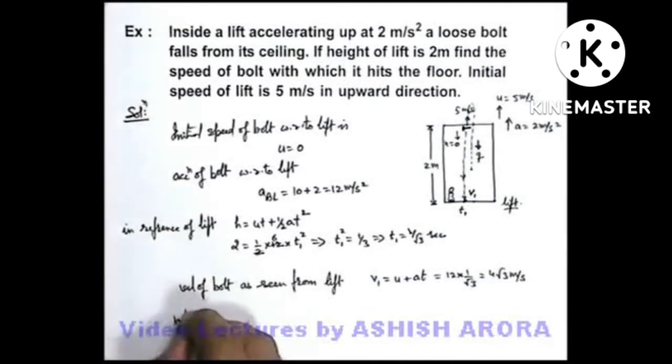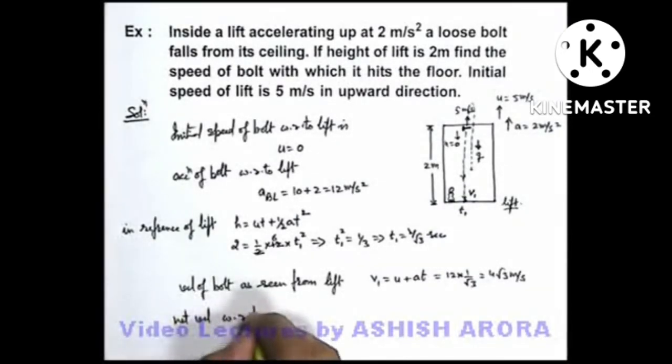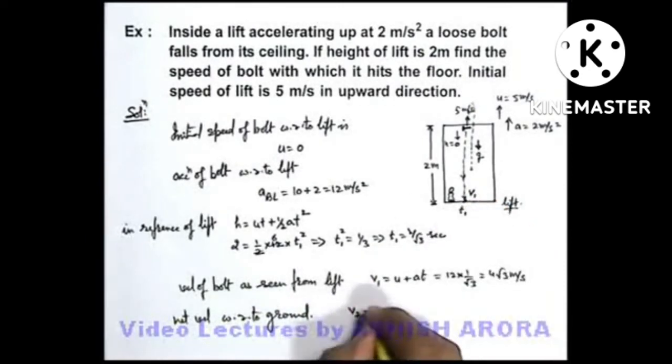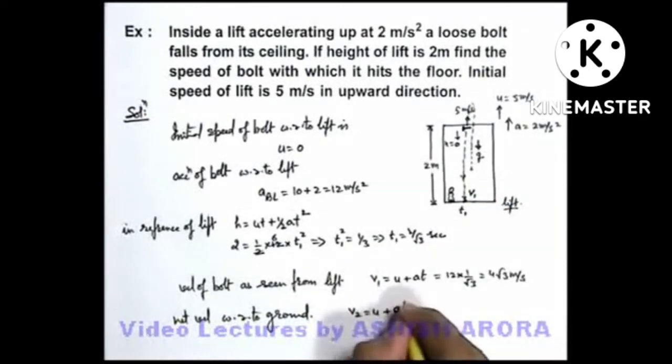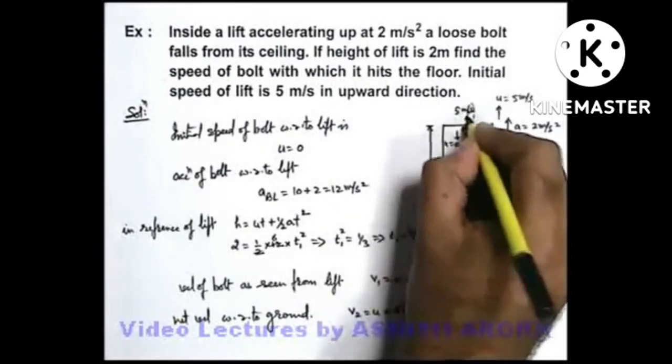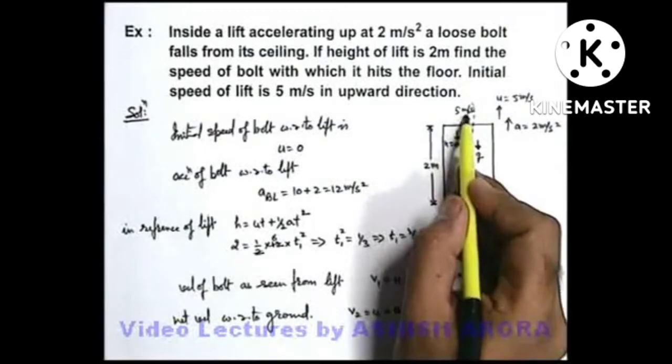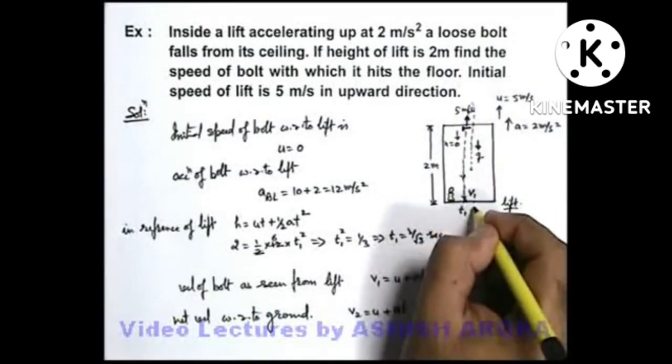If we find out the net velocity with respect to ground with which it is going to hit the floor of the lift, say it is v2, again we use v is equal to u plus at, but in this situation we take u to be 5 meters per second, because when we observe the bolt from the ground it appears to be moving up with 5 meters per second and finally hits the floor in the downward direction.